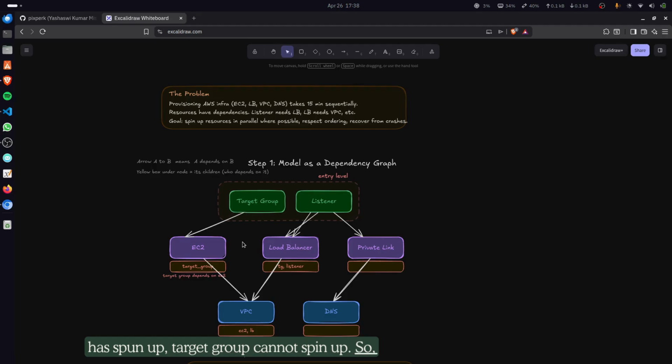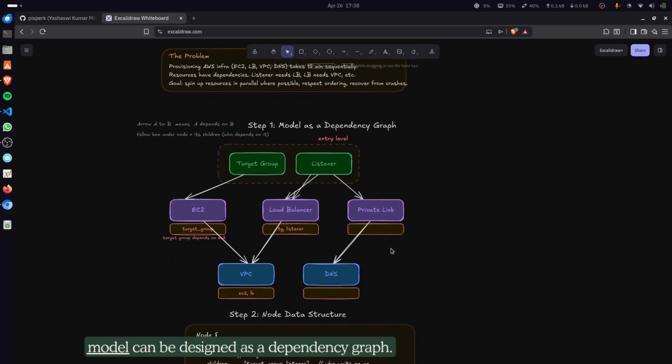spin up. So an algorithm needed to be designed which would speed up this process of spinning up these resources and bring it down from 15 minutes to less time. So the model can be designed as a dependency graph. We can design a dependency graph like this, where we project the arrows of a node towards its dependency.